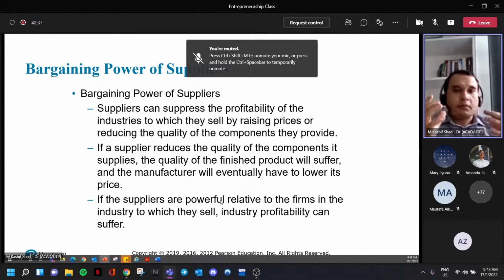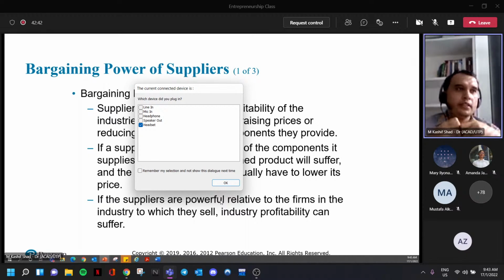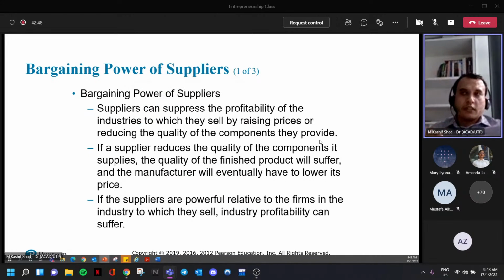Sometimes they increase the prices of the raw material or the goods they supply to the company. If they increase the prices, it will directly affect your profitability. The second thing, they can also reduce the quality. If they reduce the quality, then of course you need to spend more on packaging and all these things, which will increase your cost. If your cost is increased, it will lower your price in the market. When the price is lower, you will earn less profit.